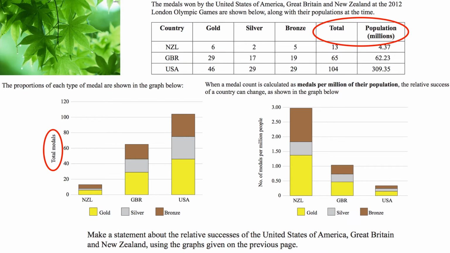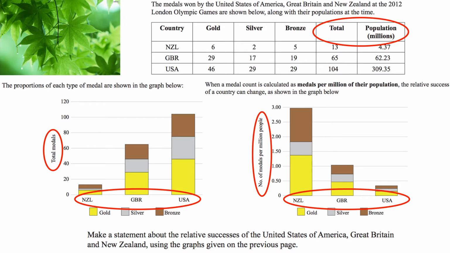So the one on the left, we've got on one axis the total number of medals. And then on the x-axis we've got our countries, and they've shaded them in gold, silver, bronze to give us an idea of the number of each type. Then our second graph, we've got the number of medals per million people, and we've got our three countries along the bottom axis. So they want us to make a statement about the relative success of these three countries using the graphs.